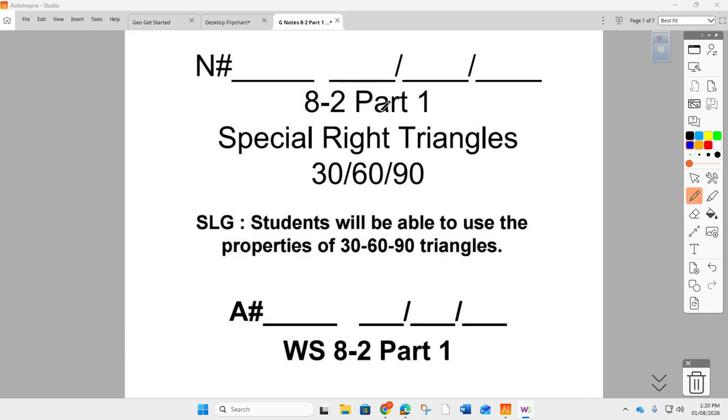All right? So we're going to learn about two kinds of special right triangles. 30, 60, 90 today. Next week, we're going to learn about a 45, 45, 90 degree triangle. What does that mean? A 30, 60, 90 degree right triangle has one angle that's 30, one angle that's 60, one angle that's 90. Not all right triangles are 30, 60, 90 triangles, right?